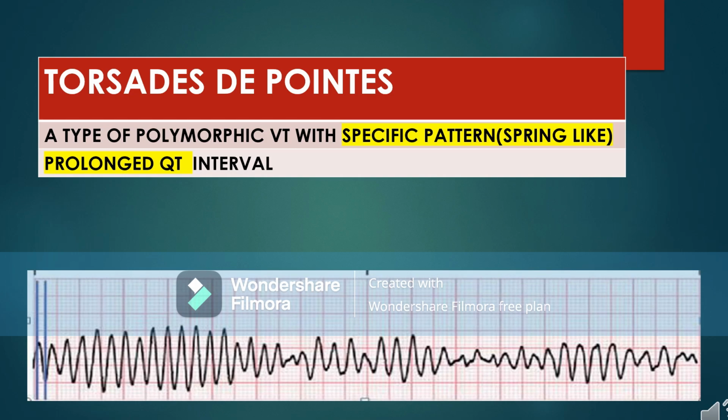Torsades de Pointes. This is a special type of polymorphic ventricular tachycardia with a special pattern. It is a spring-like pattern you can see in the picture. Prolonged QT interval and specific spring-like patterns are the key features for this kind of polymorphic tachycardia, that is Torsades de Pointes.